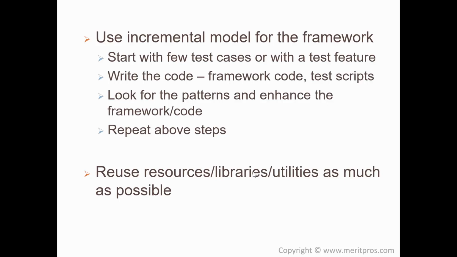Going further, we need to use an incremental model for the framework. As I said, you cannot just automate overnight or in 1 hour. We need to go step by step. Let's say you have 5 features or 100 test cases, then start with a single feature or start with 20 test cases. We need to go in incremental model. Start with a few test cases or a test feature, then write the code, then write the required framework code, test scripts, whatever required, set up everything, then look for the patterns. So this is how my framework is evolving. Let it evolve based on your requirements, based on your AUT.